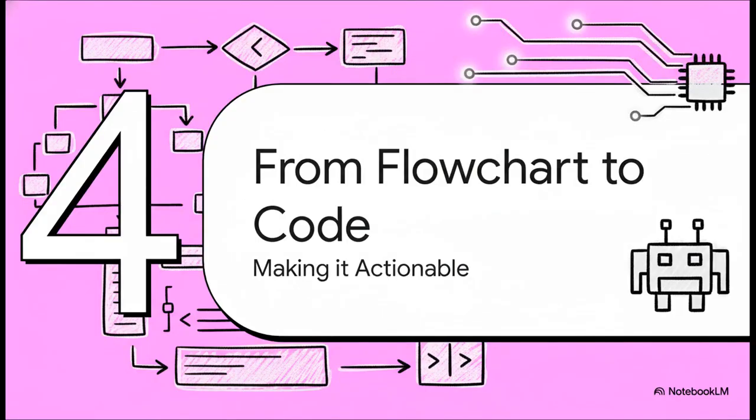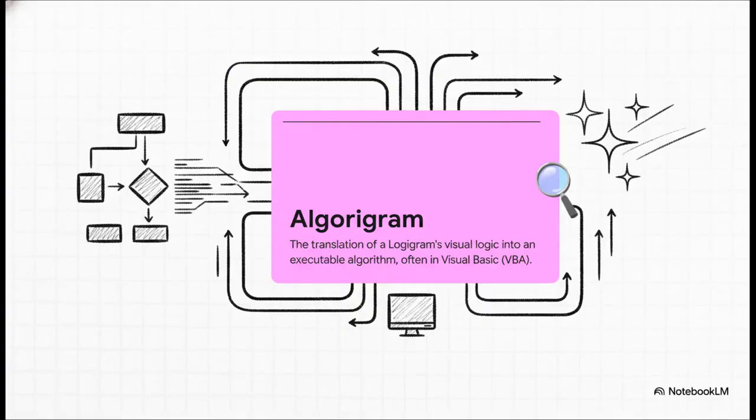So we have our visual plan, the logogram. It's beautiful, it's clear, but a machine can't read it. So how do we get a computer to actually understand and execute that plan? This is the critical handoff, where we translate that visual map into code. And that translation is called an algorithmogram. See the connection? Logogram to algorithmogram. This is where the magic happens. It's where the visual design becomes an executable action. It takes that clear, human-readable flowchart and turns it into a coded algorithm, usually using something like Visual Basic, that a computer can actually run. This is the moment the blueprint finally comes alive.